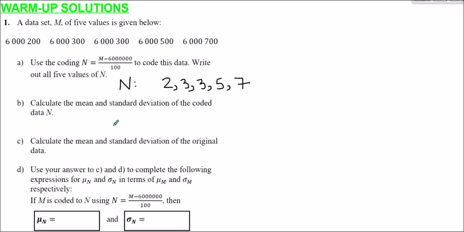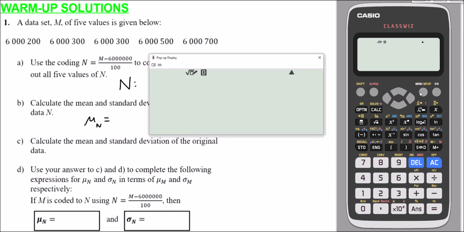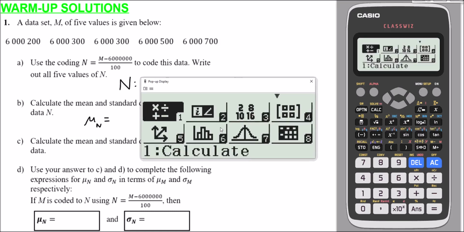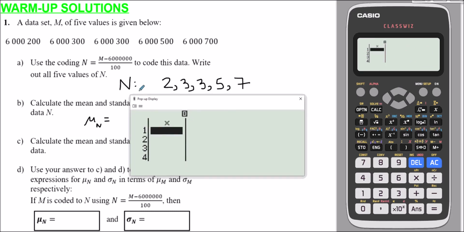Part B, we need to calculate the mean and standard deviation of the coded data N. So the coded mean will be mu subscript N. Now obviously you could just add these together and divide by 5, but I'm just going to take the opportunity to remind you how to do this on the ClassWiz calculator. We get the calculator up and ready, we press menu, then we can press option 6 for statistics, then one variable distribution, so press 1 for one variable. Now we just type in our N's as 2, 3, 3, 5 and 7, so 2 equals 3 equals 3 equals 5 and then 7.